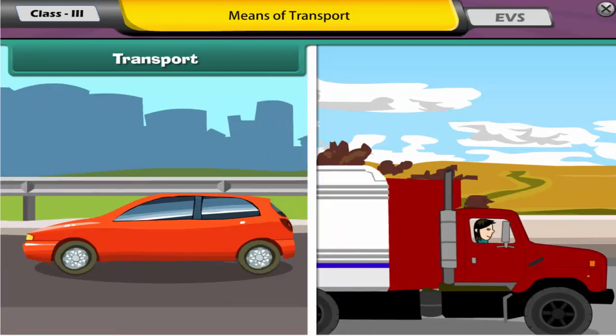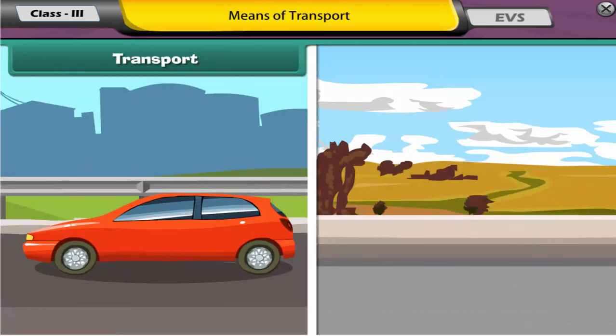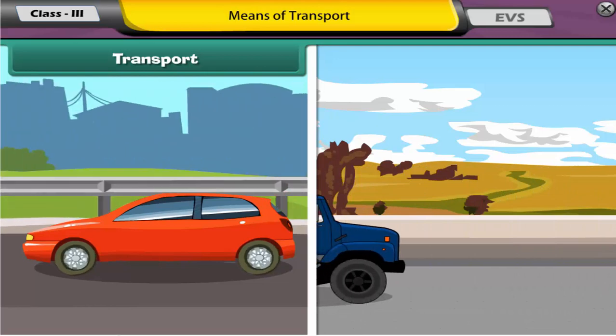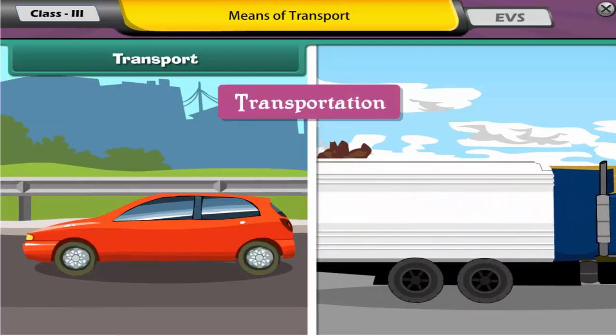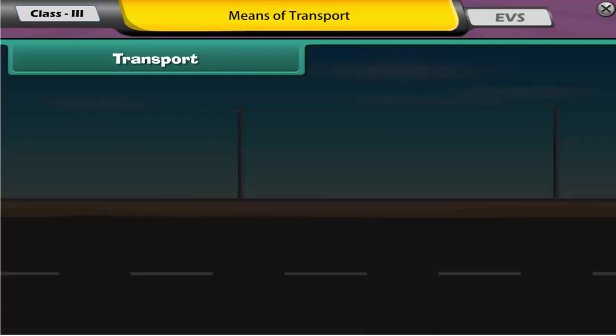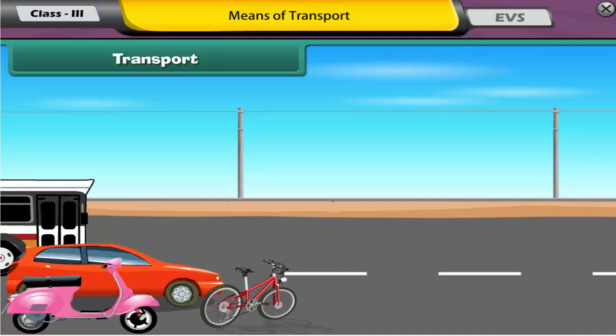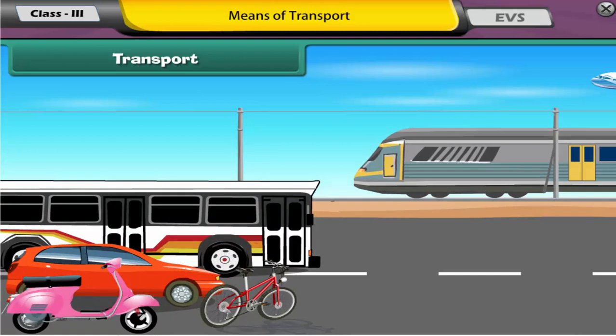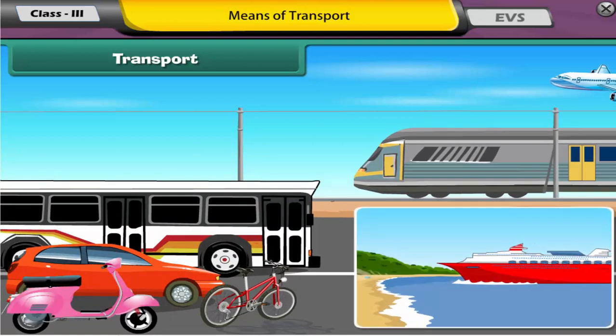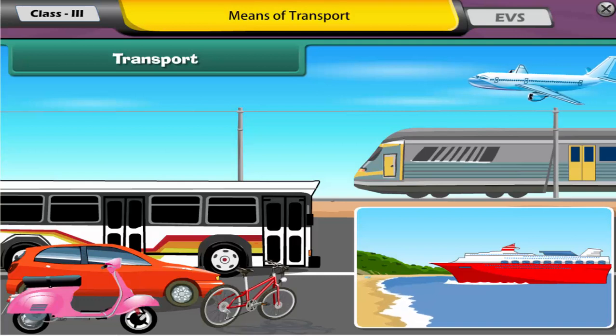Transport. The movement of goods, animals, and people from one place to another is known as transport. People use cycles, scooters, cars, buses, trains, boats, ships, and aeroplanes to move from one place to another. The vehicles used to move goods and passengers from one place to another are called means of transport.